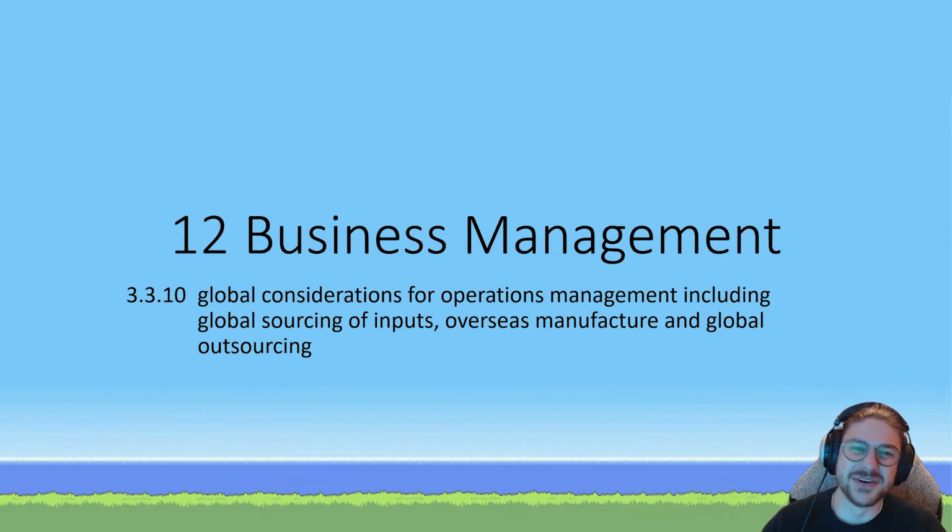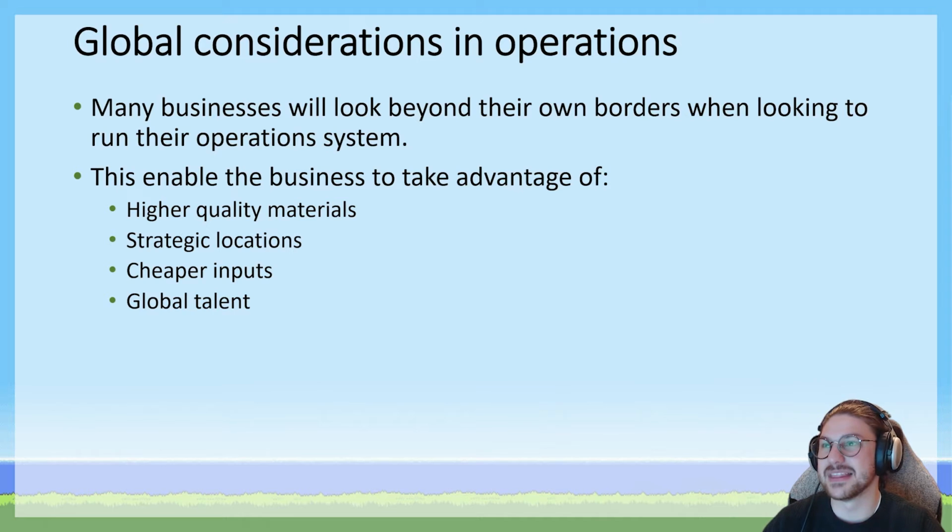In today's lesson we're looking at key knowledge point 3.3.10. That is unit 3, area of study 3 and the 10th key knowledge point for this area of study. Today specifically we're looking at global considerations for operations management. Hopefully this key knowledge point gives us a list of different global considerations that you need to know, and that is global sourcing of inputs, overseas manufacture and global outsourcing. But once again, this key knowledge point uses the word including, so you are free to talk about any other global considerations that you might be familiar with.